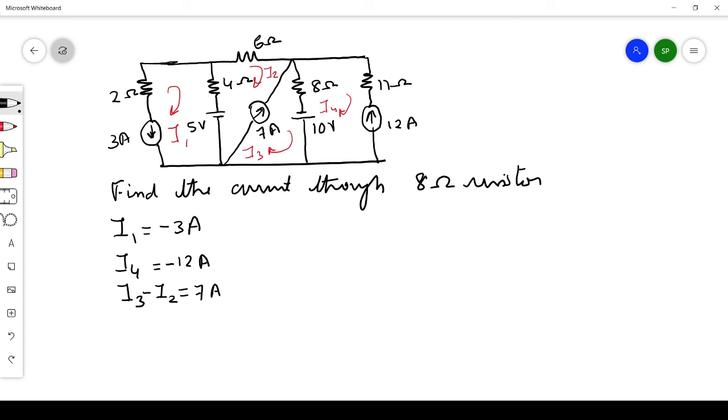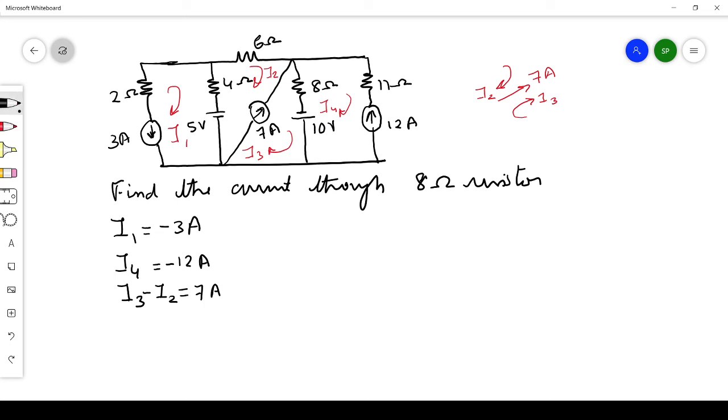Why is it I3 minus I2 and not I2 minus I3? You just see here, this is the 7 ampere source, going in this direction. Now I2 is going in the opposite direction, while I3 is going in the same direction as the 7 ampere, so we assume I3 is larger than I2. We take the difference as I3 minus I2 because I3 is of the same polarity as the 7 ampere current. So we took I3 minus I2 is equal to 7 ampere.